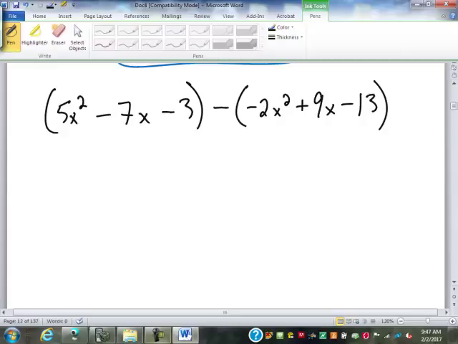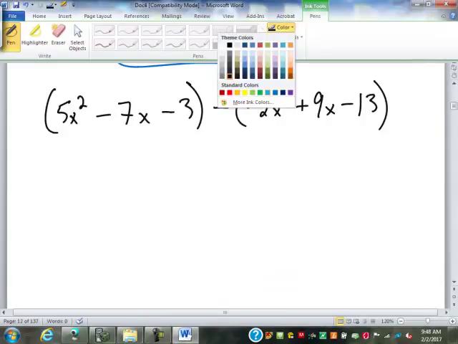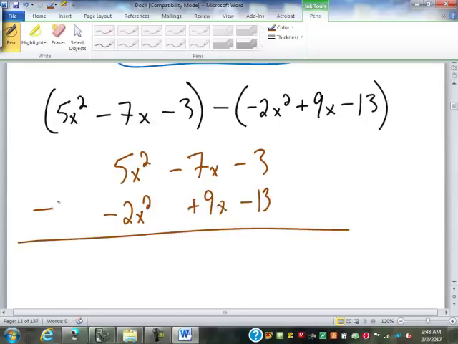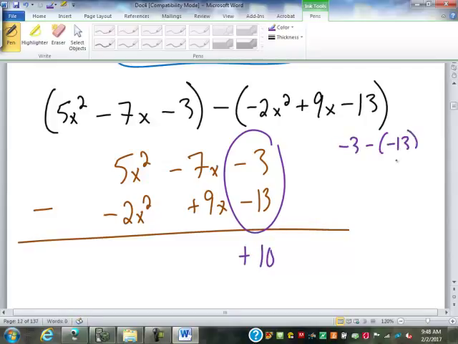Give that one a shot in your notes. See if you may. So we line this up. We are subtracting down the columns. Negative 3 minus negative 13. What'd you get? Positive 10. Negative 3 minus a negative 13 becomes negative 3 plus a positive 13. So negative 3 plus 13 is positive 10.